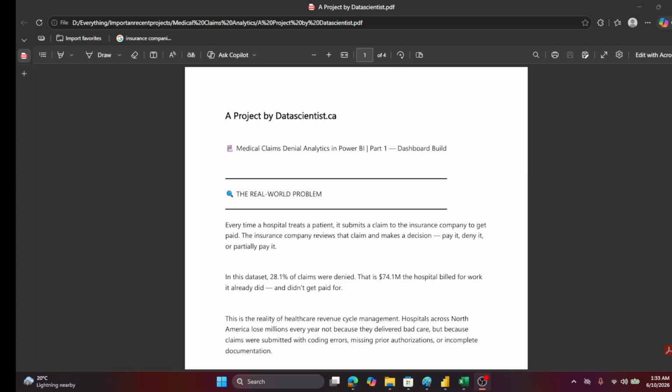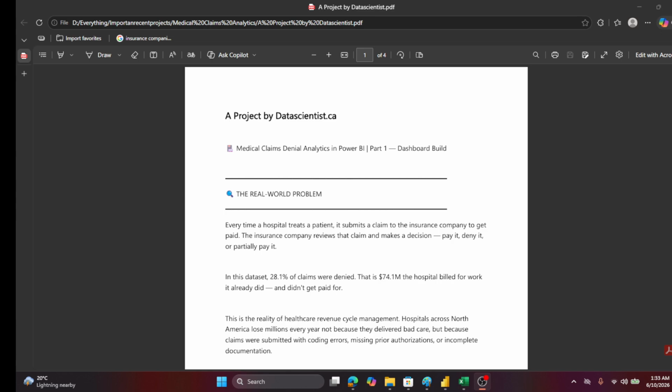So we are bringing another project. There is a lot of learning in this project. So let's start with the details of this dashboard project, which we will build in Power BI. This is basically a medical claims denial analytics project in Power BI.